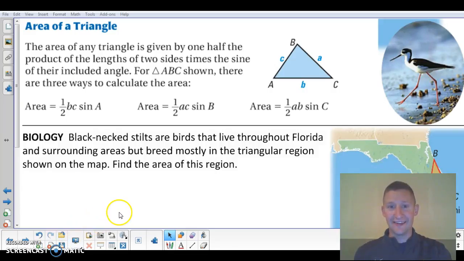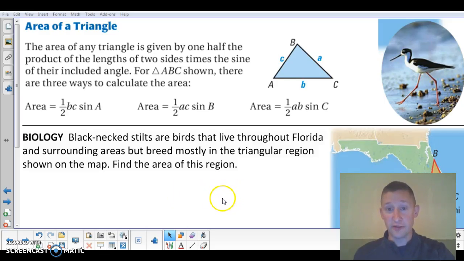Hello once again. Now in this video, which might be one of our last videos, we're going to find the area of triangles. What a fitting way to go out and end our wonderful year of Algebra 2 together. So, in this video we're going to look at the area of a triangle.